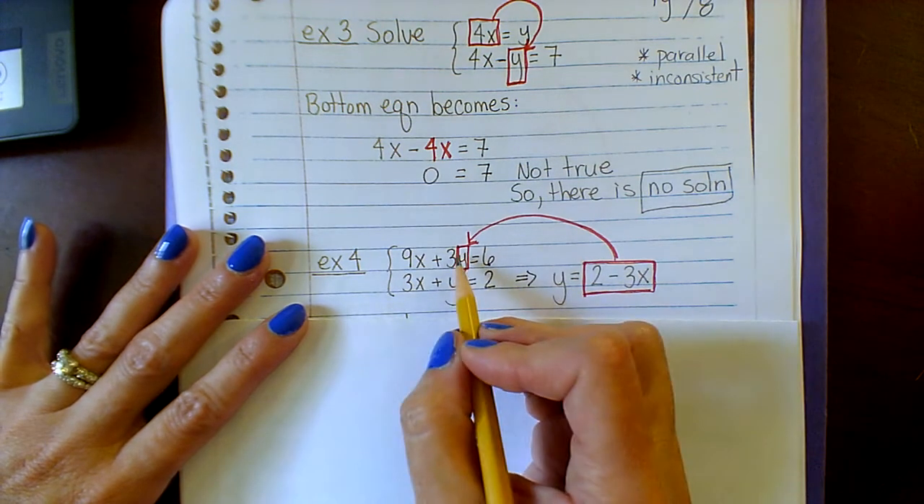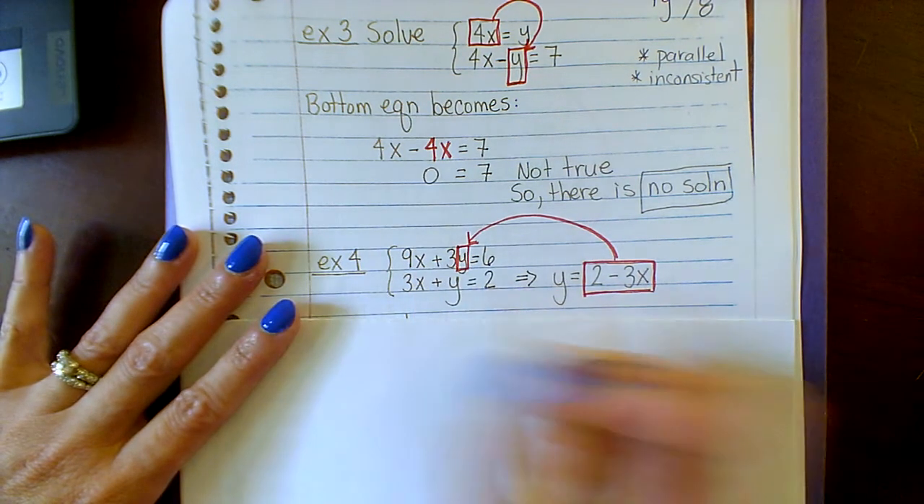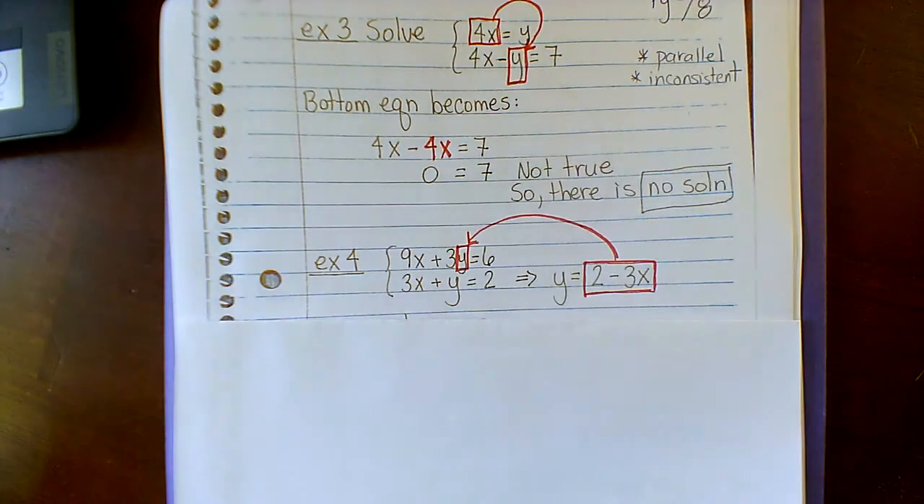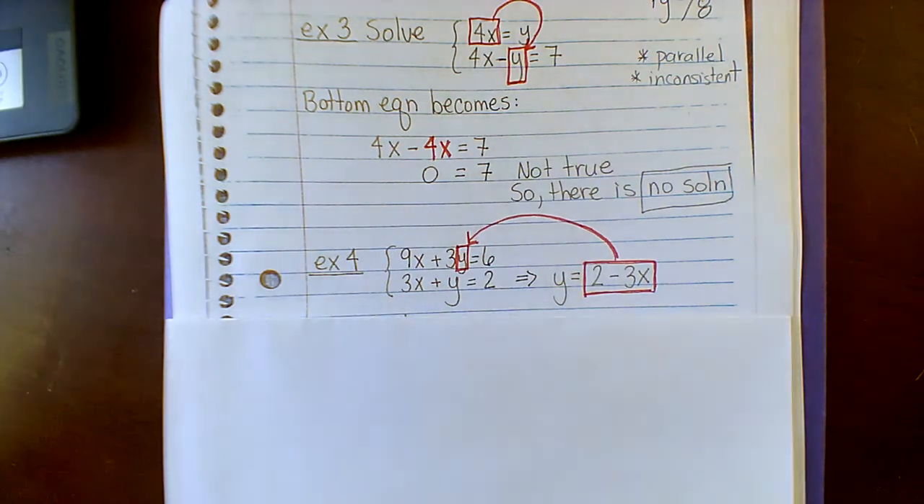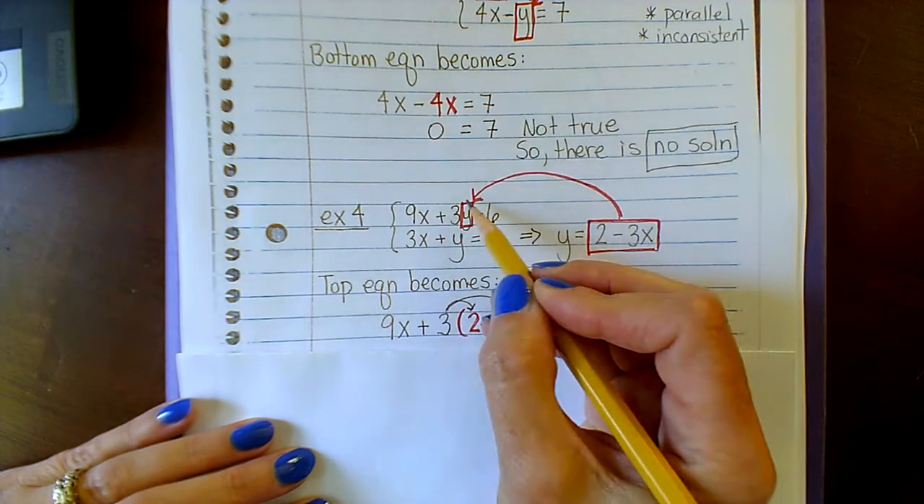Now be careful. Don't accidentally substitute it in for x. If you do that, then you're going to get an x and a y together. If you end up with an equation that has both variables, you probably substituted wrong. So it's nice to have those little checks along the way to make sure you're doing everything that you should be doing. All right, I'm substituting into the top equation.